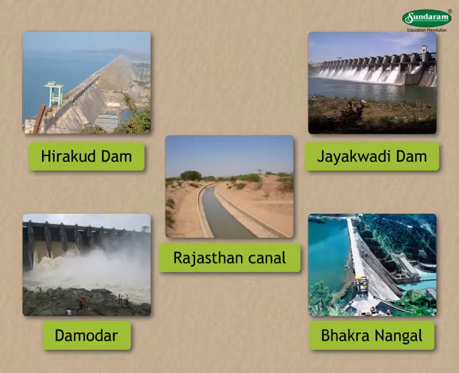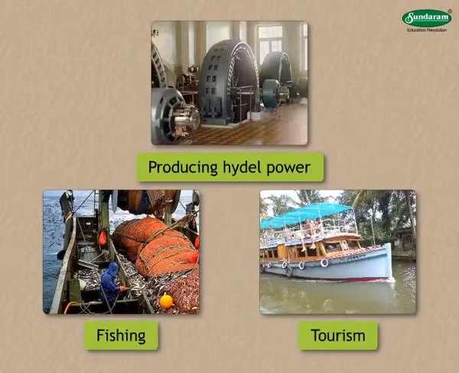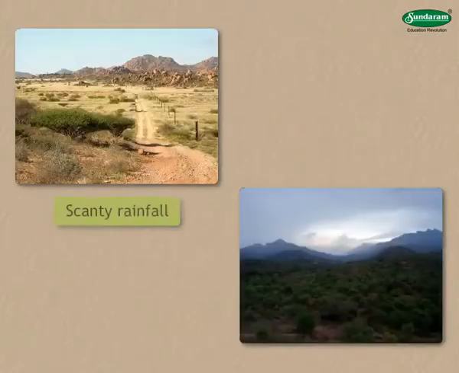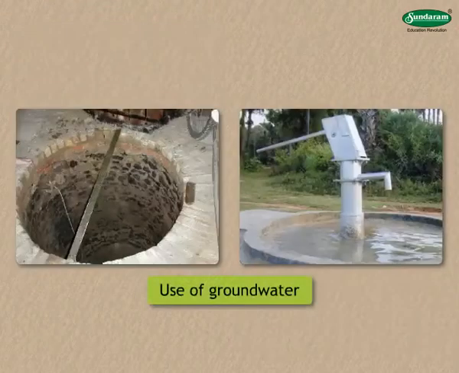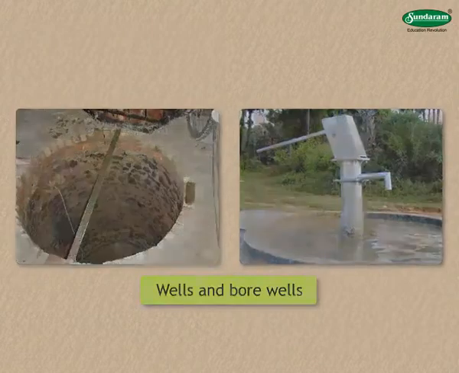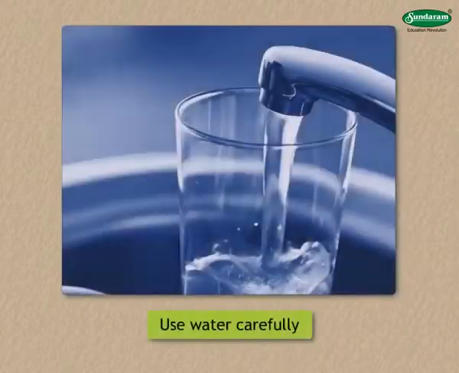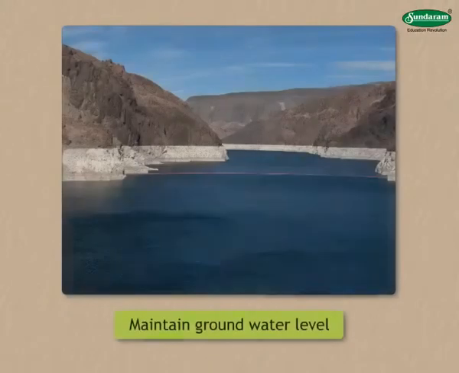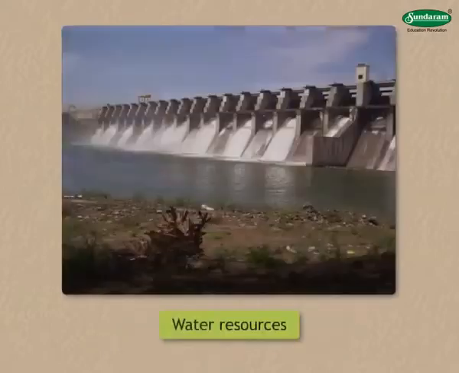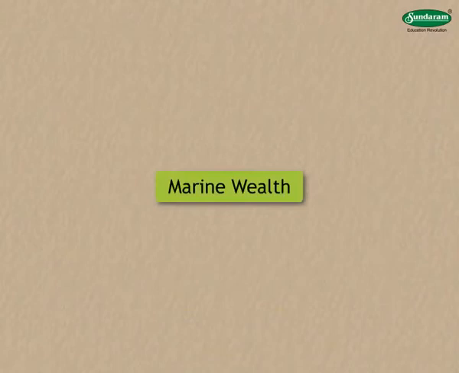Besides irrigation, water is used for producing hydel power and for fishing and tourism too. Places that have scanty rainfall and those in the rain shadow region make use of groundwater through wells and bore wells. Where the rocks are non-porous, tanks are constructed and water is stored for use. We should use water carefully and stop wastage and pollution of water, maintain groundwater level, and thus make proper use of our water resources. Next is marine wealth.